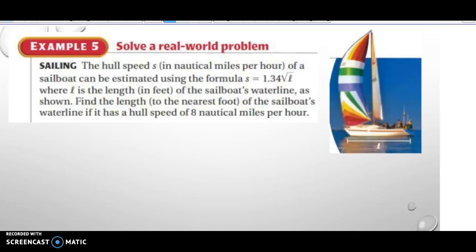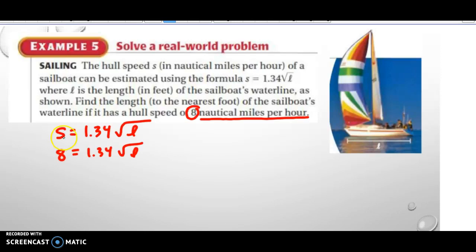And finally, we have our real-world problem. I'm almost running out of time, so I'm going to pause and solve this and then show you the solution. Okay, my equation is S equals 1.34 times radical L. S stands for speed in nautical miles. My speed is 8, so I've substituted. Now I need to isolate my radical. I'm going to do that by dividing both sides by 1.34. 8 divided by 1.34 is 5.97. And now I need to square both sides.